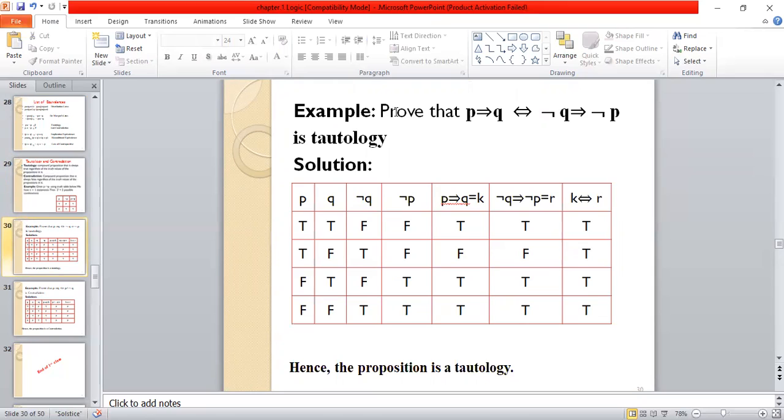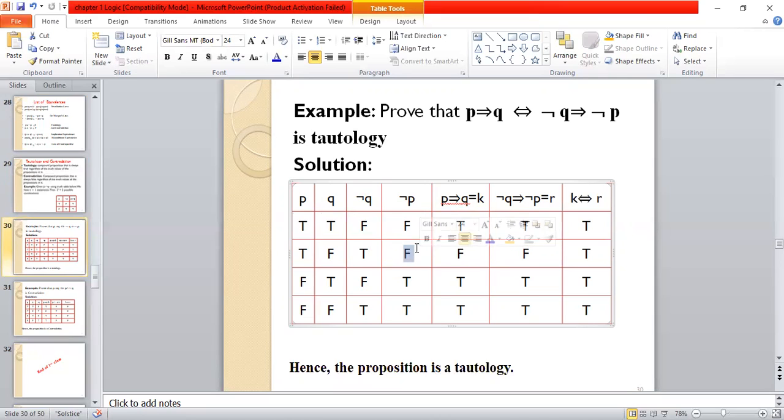So the next example is that P implies Q bi-implies negation of Q implies negation of P is a tautology. Clearly, we have two propositions P and Q, so we have 2 to the power of 2, which is 4 possible combinations of truth values. So we give true, true, false, false for P, and true, false, true, false for Q. Negation of Q and negation of P are obtained by applying negation on Q and P. P implies Q becomes false if the second statement is false and the first statement is true, otherwise it's true. And negation of Q implies negation of P is the same: it is false if the second statement is false and the first statement is true.